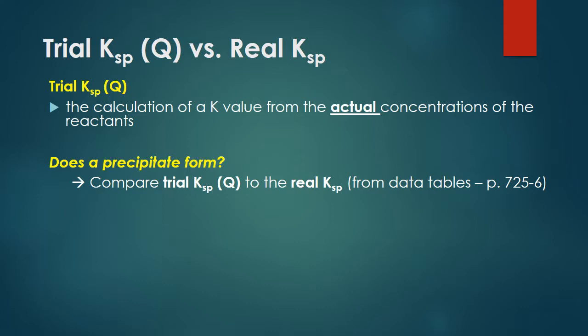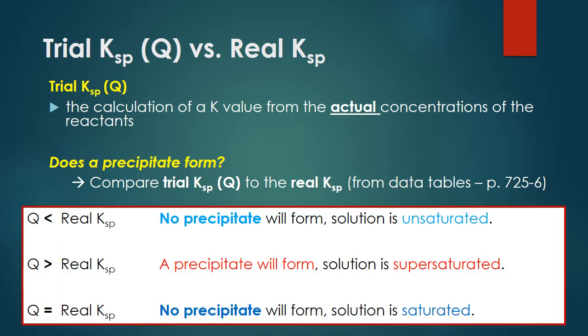So what we're going to be looking at here is we want to look at the actual concentrations of the reactants. We want to know if a precipitate forms. So to do that, your solubility guidelines aren't quite enough. What we need to do is to compare Q, which is your reaction quotient at any point, to the real KSP that you're going to look up in some tabulated data that you can find on page 725 and 726 of your textbook.